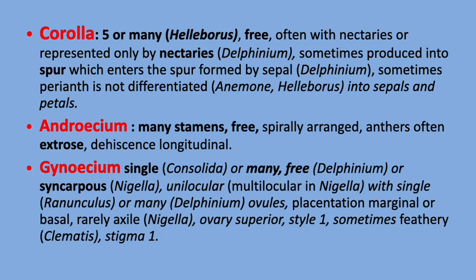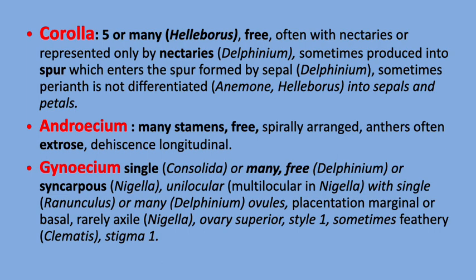Sometimes perianth is not differentiated, as we see in anemone and Helleborus, into sepals and petals. Androecium consists of many stamens which are free, spirally arranged. Anthers show extrose dehiscence, and the dehiscence is also longitudinal in nature.